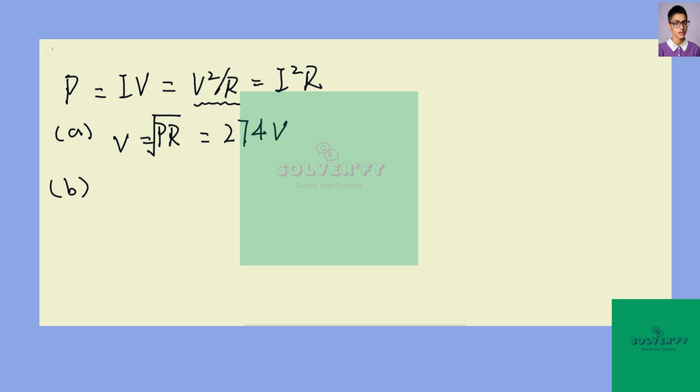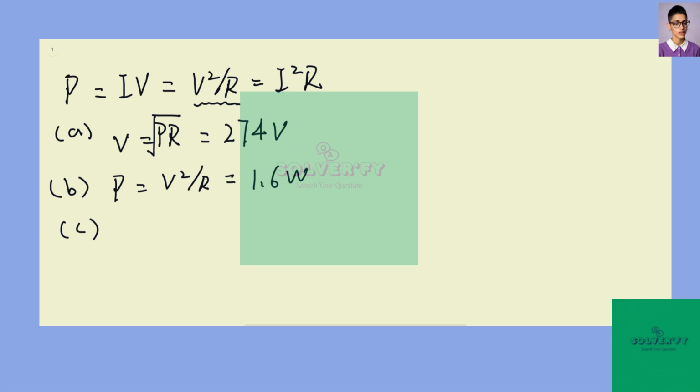For question B, again, we use this equation. The power rating is going to be V squared over R, which is 120 squared over 9,000, and it's going to be 1.6 volts.